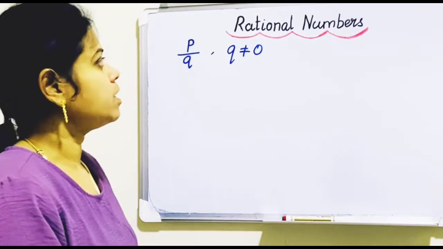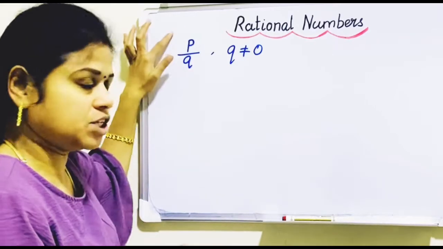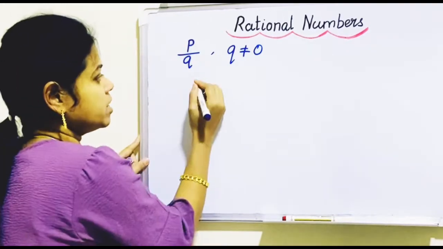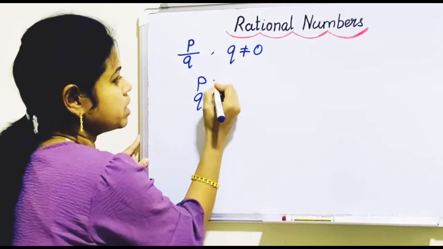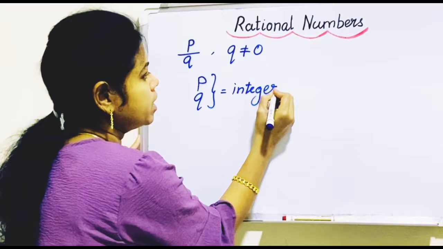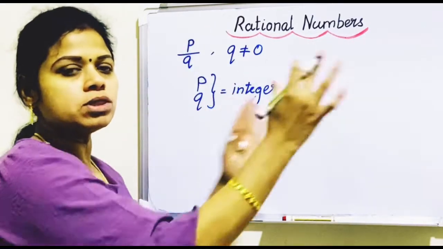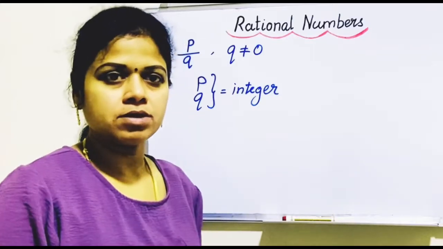So we can say that a rational number is a number that is expressed as a ratio of two integers. Here p is an integer and q is an integer, and this q should not be 0. If it is, then those numbers are called rational numbers.